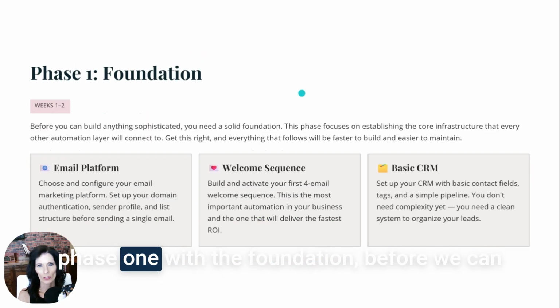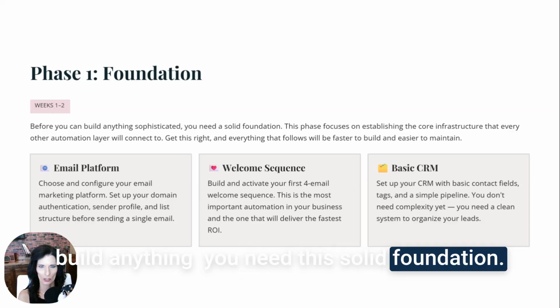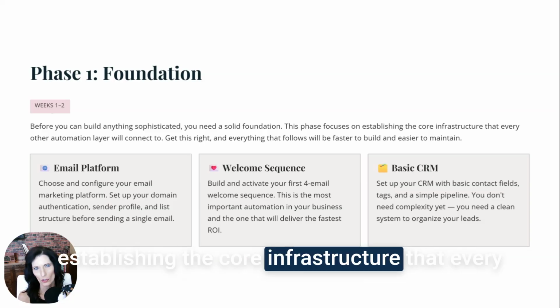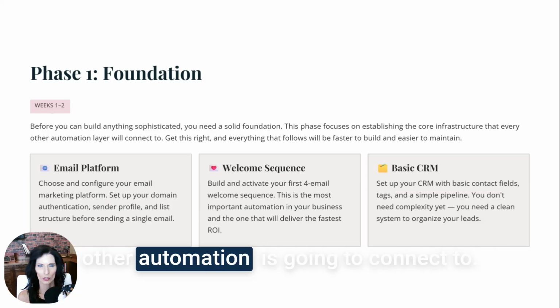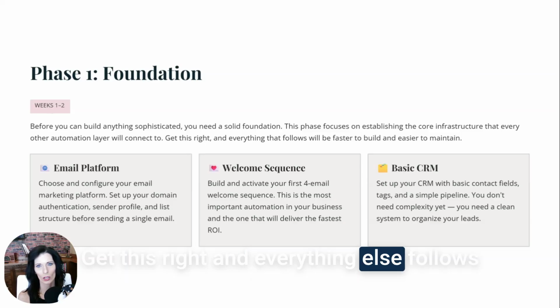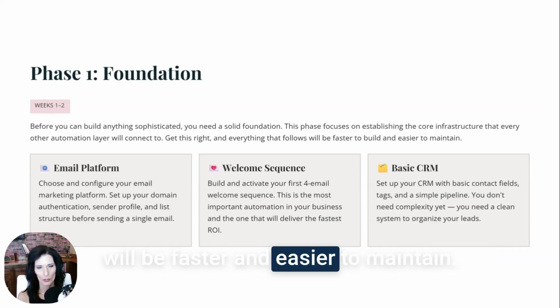So phase one is the foundation. Before we can build anything, you need this solid foundation. This phase is where you're focused on establishing the core infrastructure that every other automation is going to connect to. Get this right, and everything else that follows will be faster and easier to maintain.